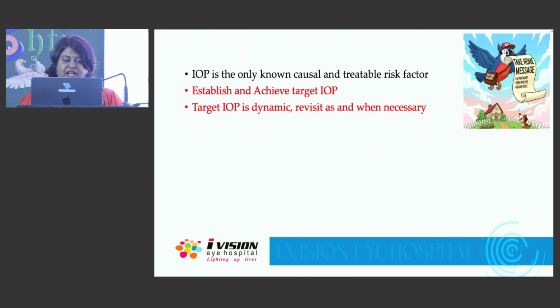IOP is the only non-causal and treatable risk factor. Establish and achieve target IOP. Target IOP is dynamic. Revisit it as and when necessary.